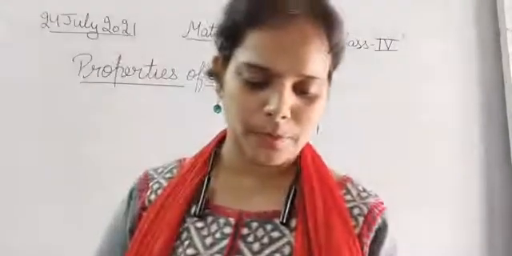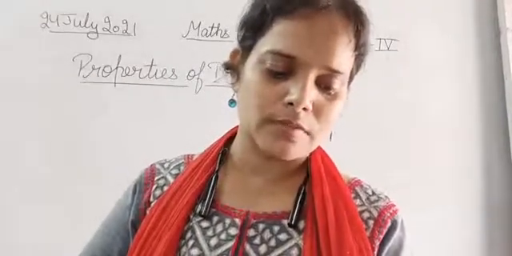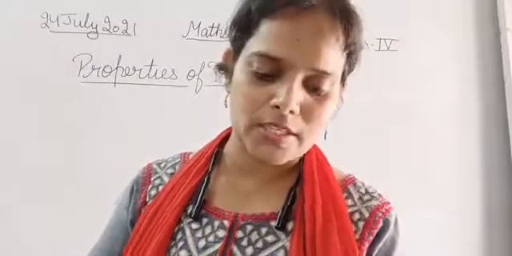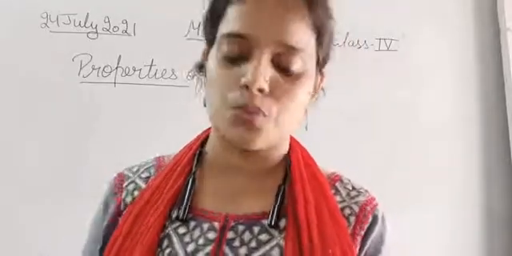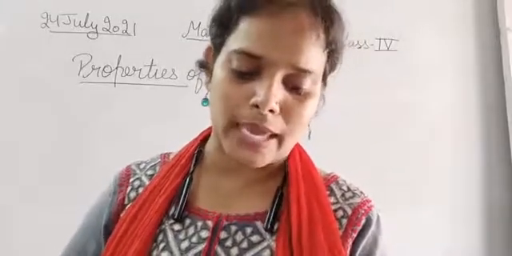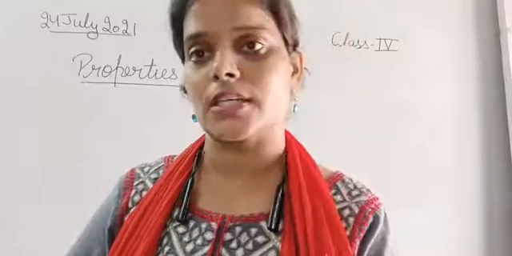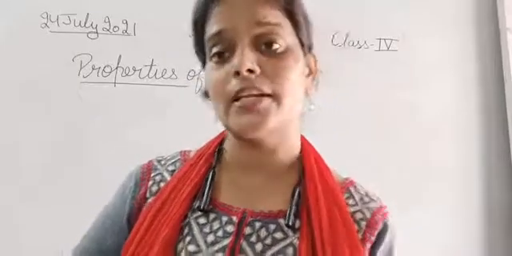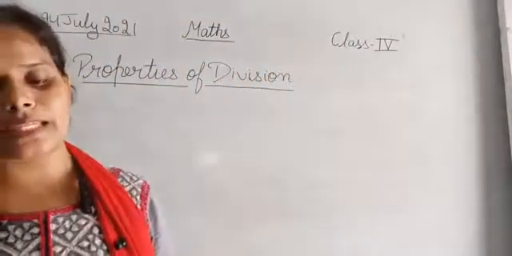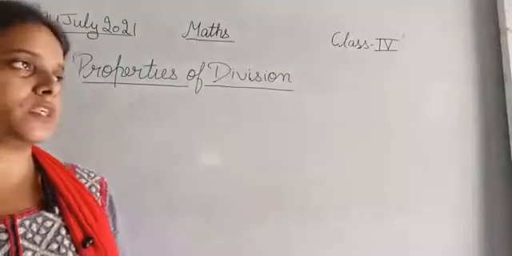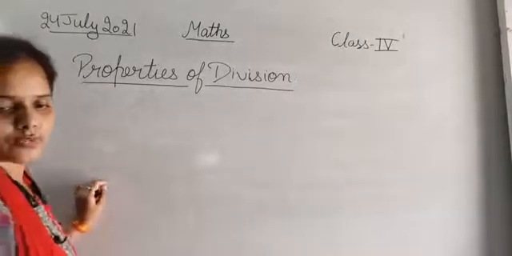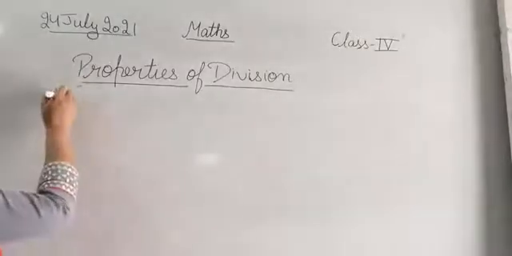Let's see the properties. Let us recall the following properties of division. The first property is, when the divisor is 1, the quotient will be the same number as the dividend. First of all, I'm going to explain this property with the help of an example. First, let's write it down in your notebooks.